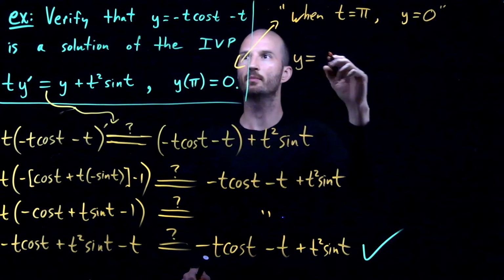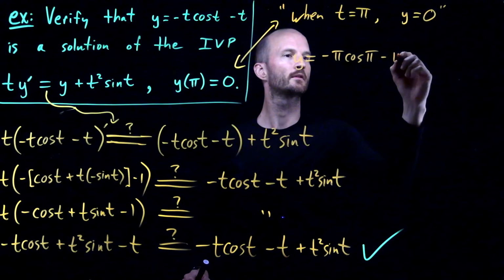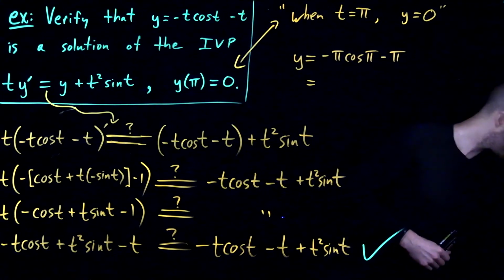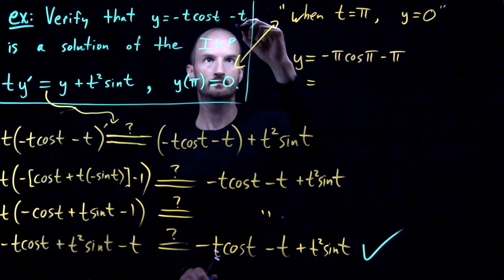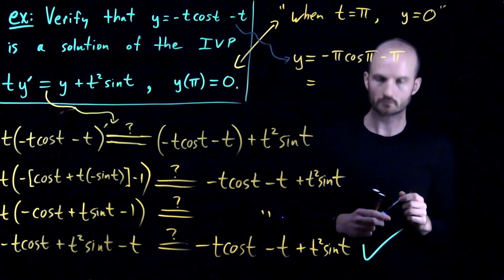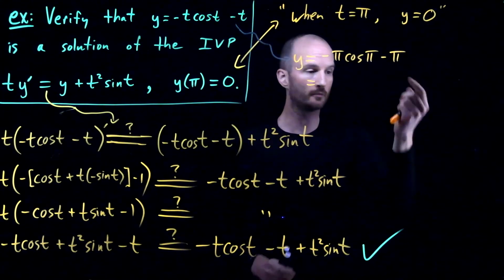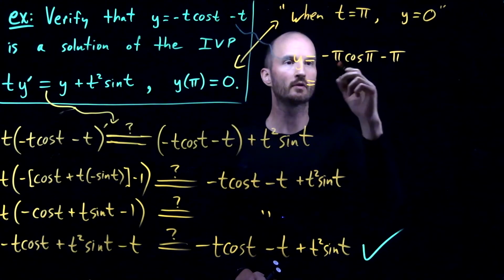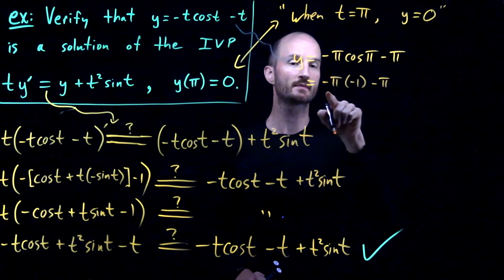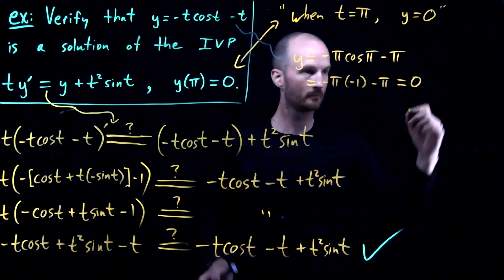So I'll plug in t is equal to pi: minus pi cos pi minus pi. Okay, just to emphasize what I'm doing, taking this, plugging in t is equal to pi, and just verifying that I am indeed going to get y equals 0. Cos of pi is -1, so I get negative pi, -1 minus pi, so that's plus pi minus pi. That is 0. Voila.